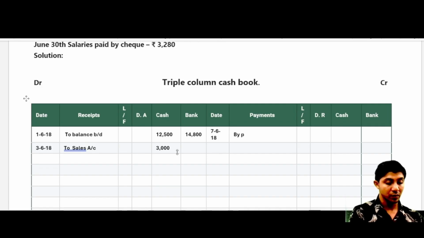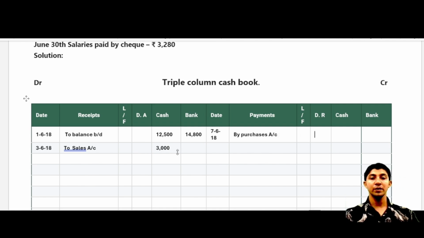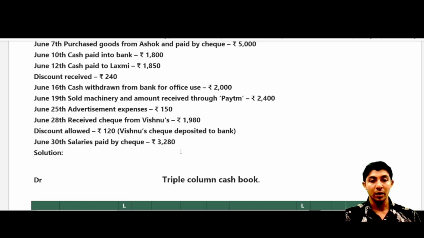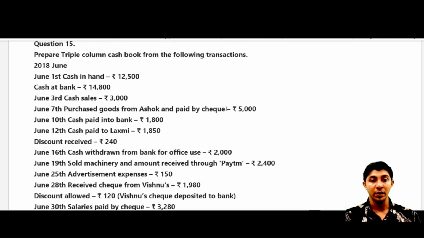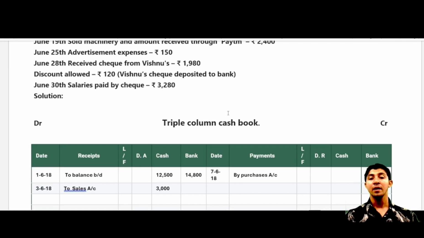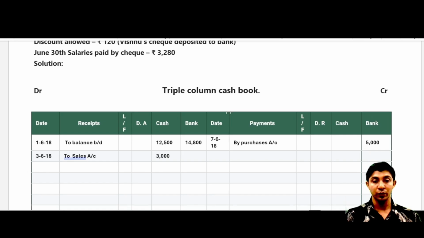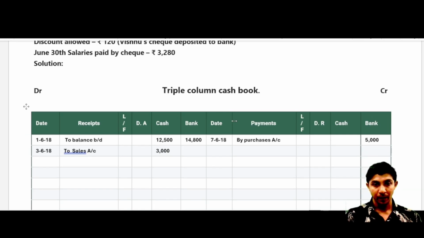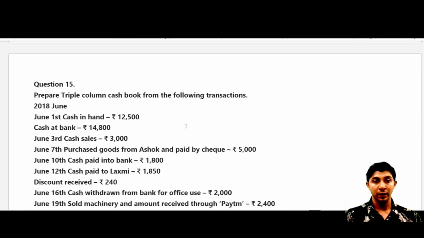So purchases account. What is the amount? The amount is rupees 5,000 and the payment is made through check. If you give a check, money goes out of our bank account. So we will enter this 5,000 in the bank column, that is rupees 5,000. Now let us move towards the next transaction. Before that we're going to adjust this date. Done.